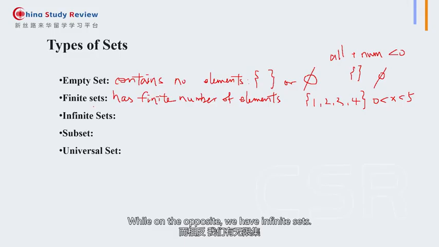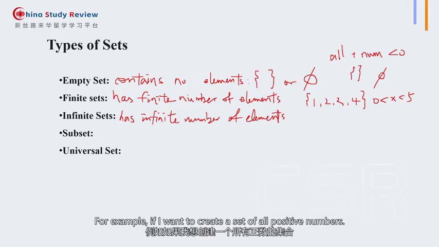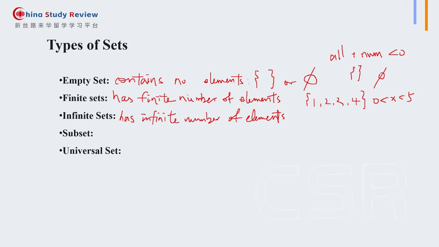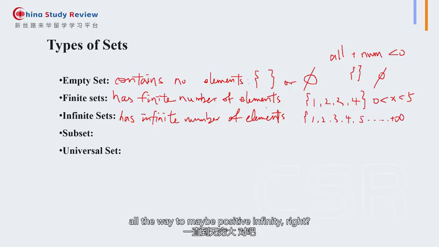While on the opposite, we have infinite sets. This is the opposite: it has an infinite number of elements. For example, if I want to create a set of all positive numbers, we're going to start from 1, 2, 3, 4, 5, all the way to maybe positive infinity, right?